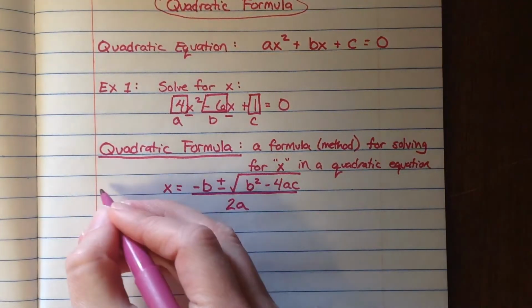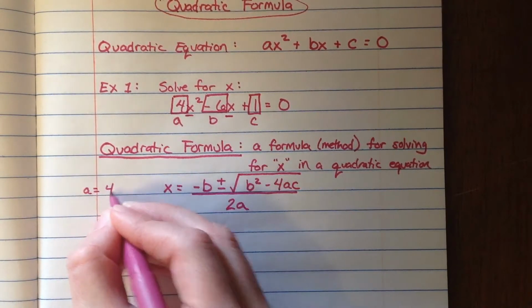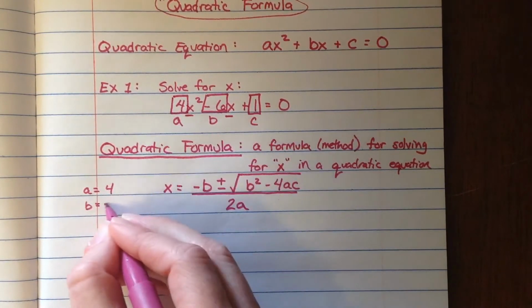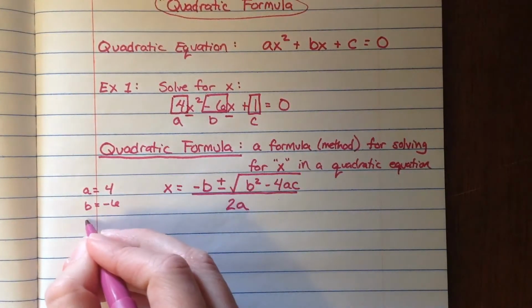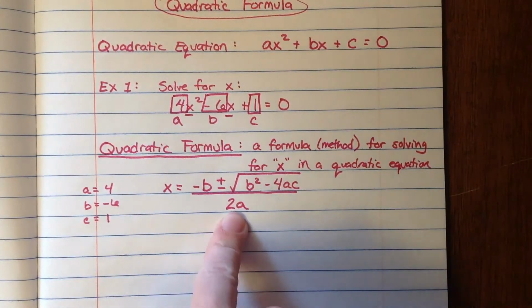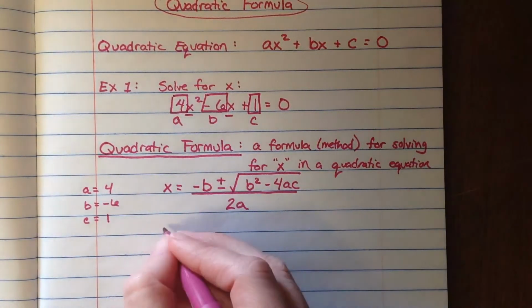And so I'm just going to make a very small little list over here. In the problem that I'm trying to solve, the a value is 4. The b value is negative 6. Got to take that negative sign in front of the number; it goes with the number. And my c value is 1. And what I'm going to do is plug it into this formula and solve. And once I solve this, it's going to tell me what my x value is.